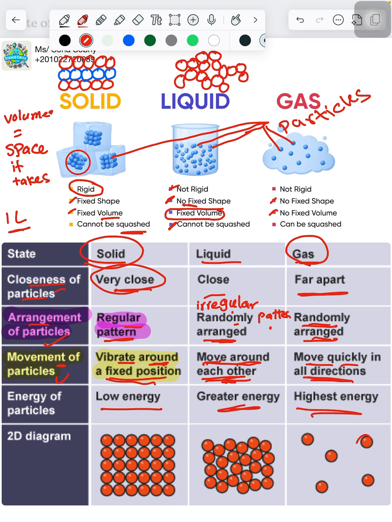As you can see here, the particles are far apart from each other. So if I want to draw it, I will draw it like this. They are not touching each other, and they are far apart from each other. Got it?